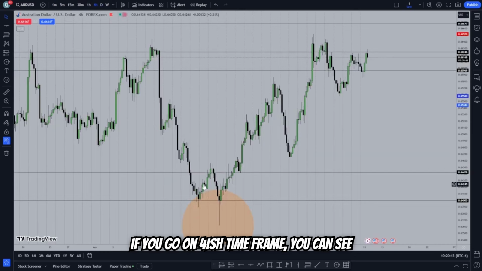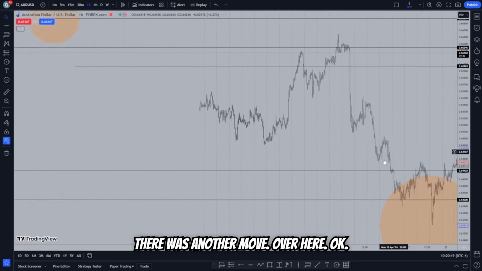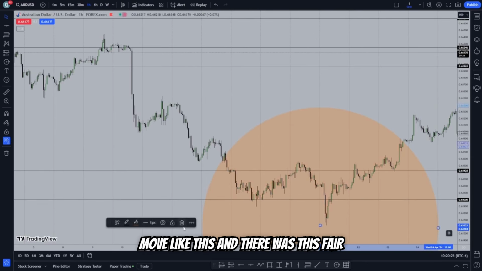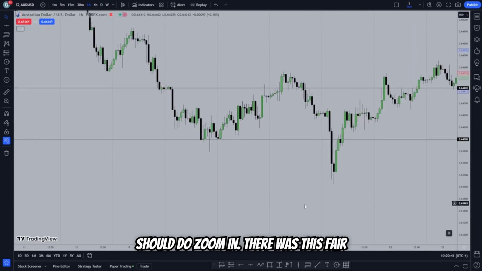So if you go on 4H time frame, you can see on 17 there was a move over here, and there was another move over here. Okay, so on 17 it was like a bullish move like this, and there was this fair value gap working over here. Okay, after taking the liquidity, this line is like liquidity. So there was this break of structure of this structure high, and there was this fair value gap. Wait, I should zoom in.